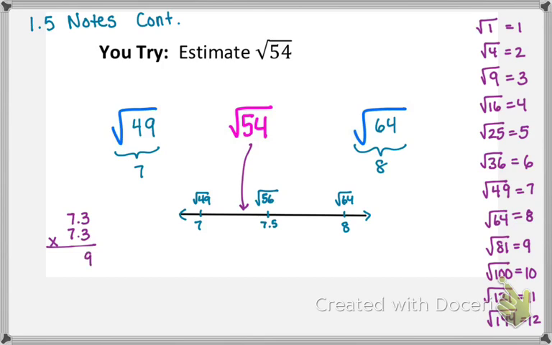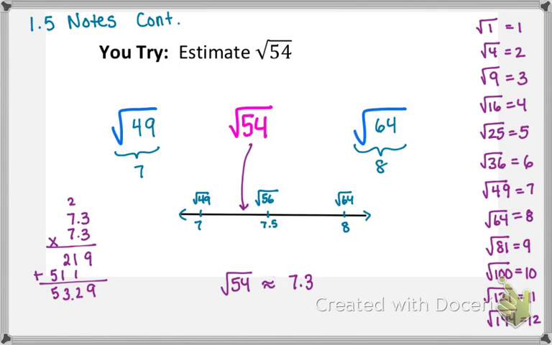That would be 9, 21, 21, and then 7 and 7 would give me 49, 50, 51, and when I add, that gives me 53.29, which is pretty close. So to the nearest tenth, we're going to say that the square root of 54 is roughly 7.3, and if you put 7.4, that is also okay. And because we're estimating, we don't use the equal sign, we use these approximate symbols.